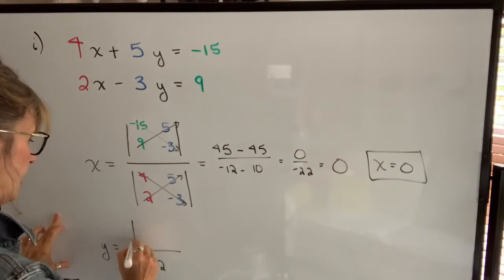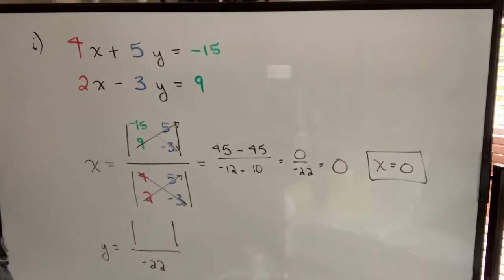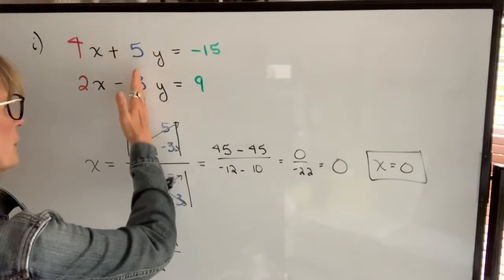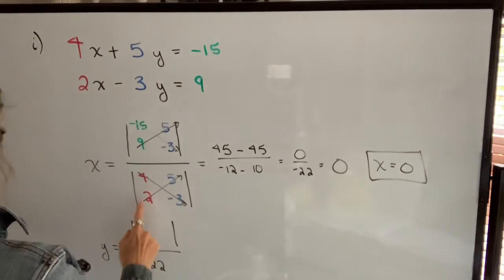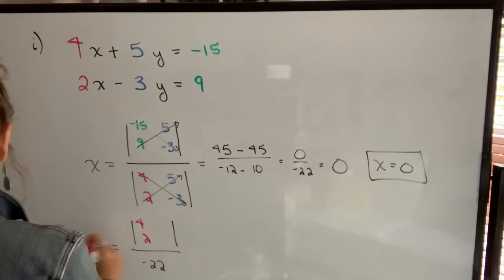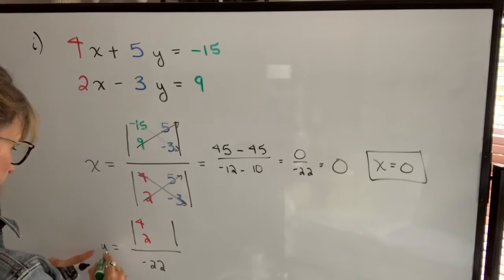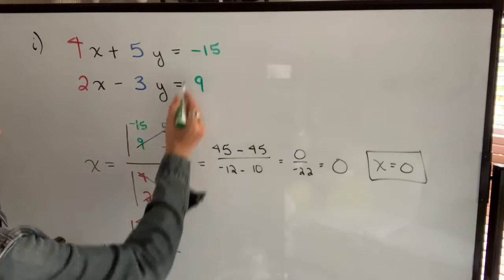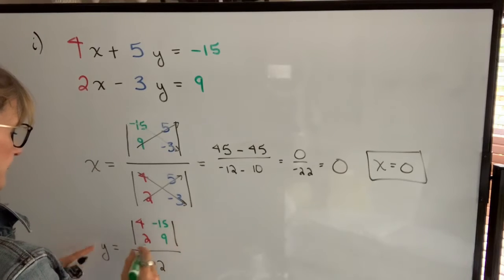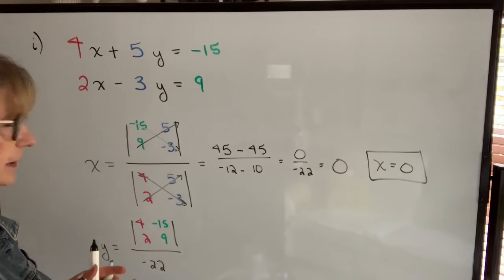To find y, because I'm solving for y, I replace the y coefficients with the constants. So I keep the x coefficients. Because I'm solving for y, I don't use the y coefficients, I use the constants. And now I can evaluate the numerator.